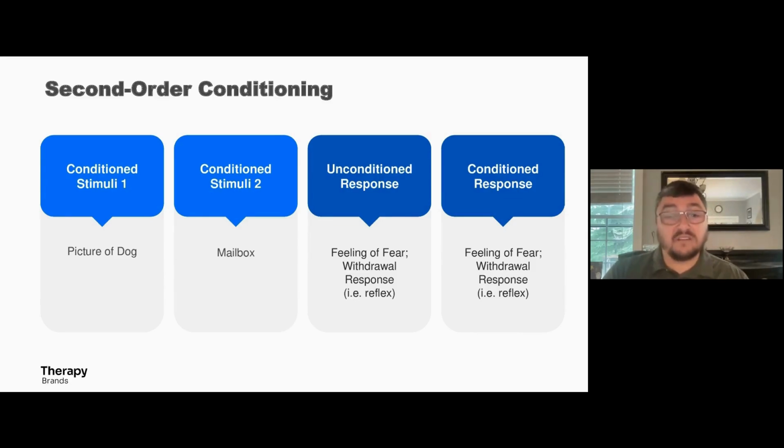Pavlov tried to figure this out. When he did the second order, the mailbox in this case, it was about 50% as strong as the first order CR. In other words, it didn't last as long. It lasts 50%. And so the third order was very, very weak. And the fourth order, he couldn't go past four conditioned stimuli. It wasn't going to work.